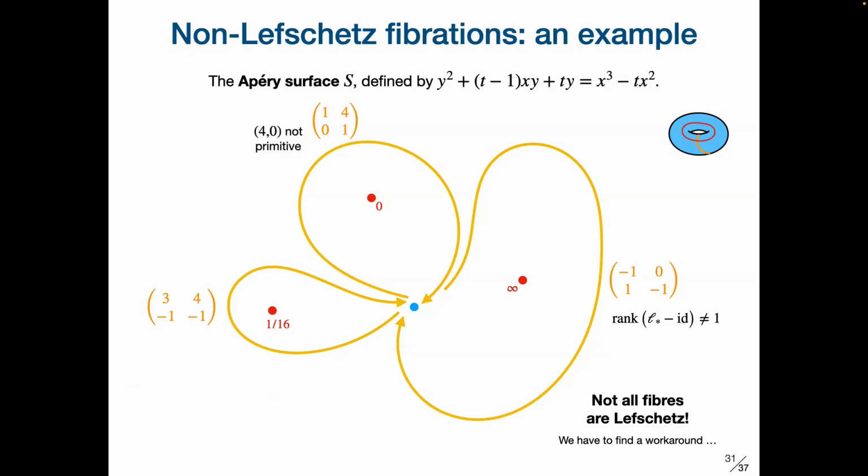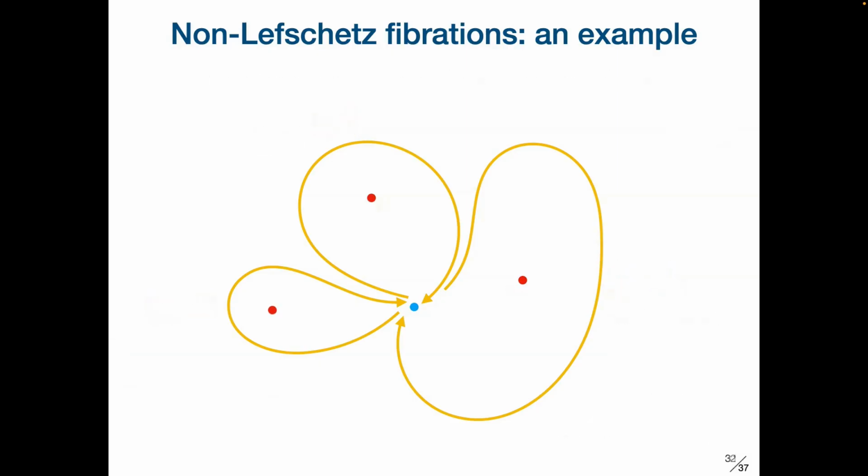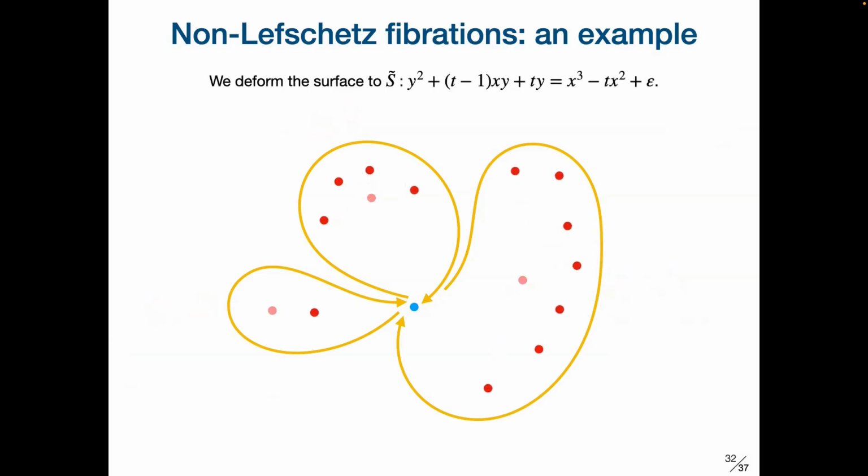And here, if you remove the identity, you don't even get something which has full rank. So we have to find a workaround. The workaround that you find is that you can deform the equation of your surface. So now we're deforming the entire surface instead of changing the fibration.